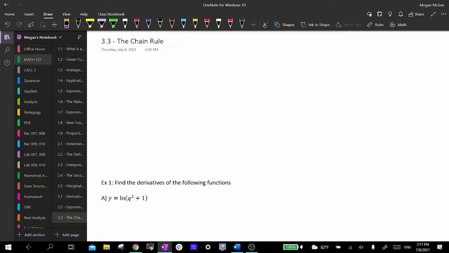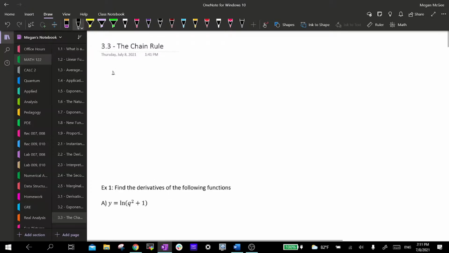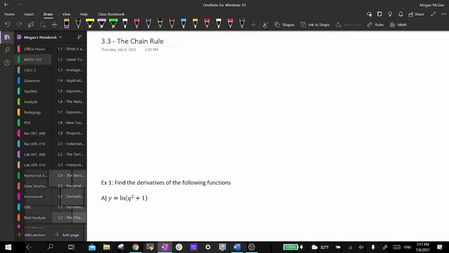Welcome everyone to section 3.3, which introduces a new rule for derivatives. So today we are learning about the chain rule. Alright, so we need the chain rule when taking the derivative of a composition of functions. Alright, so we'll jump right into it.